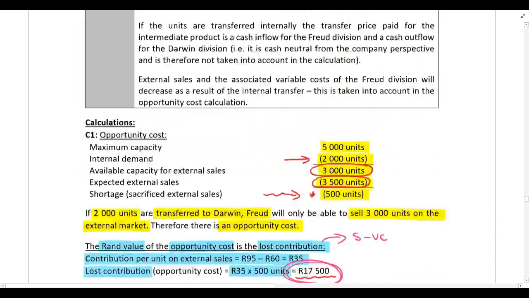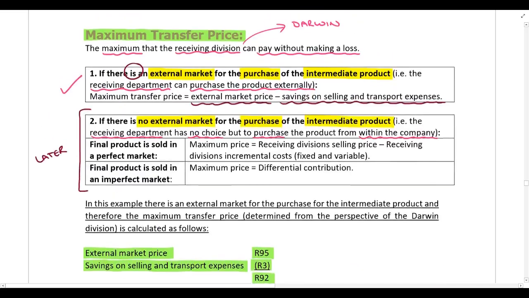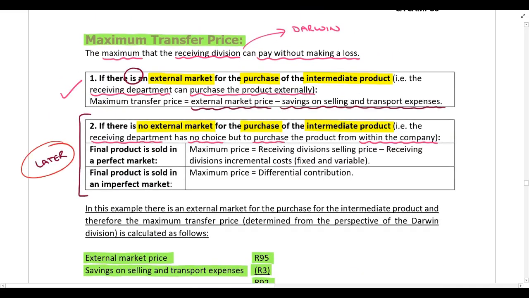However, we now do not have an external market. So if we go back here, I said to you we're going to come back to this later. Now there is no external market for the purchase of the intermediate product. The receiving department or division, Darwin, has no choice but to purchase the product from within the company. They have to buy the product from Freud because there is no external market.